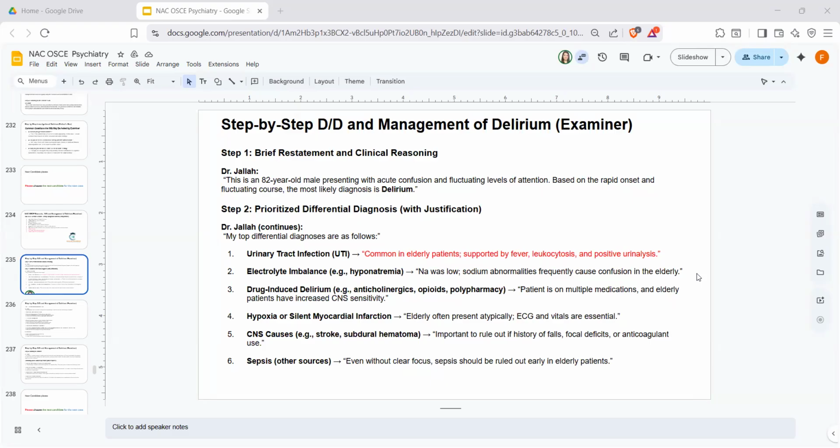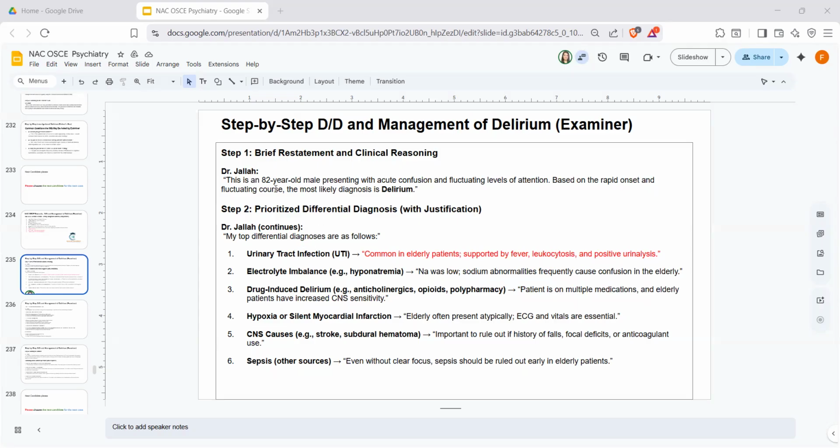Hi everyone. We're going to discuss essential diagnosis and management of delirium, and we will be explaining your answers to an examiner in this case. Whenever you're starting a new station, you'll always introduce yourself. In this case, we are assuming that introduction has already been done. Then we will start with a brief summary of the patient's presentation.